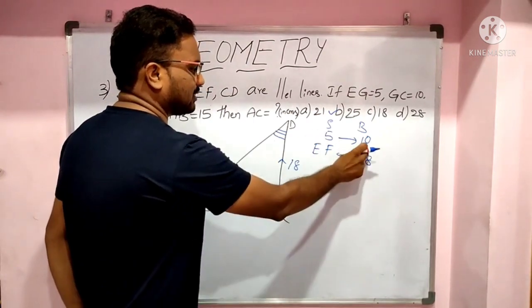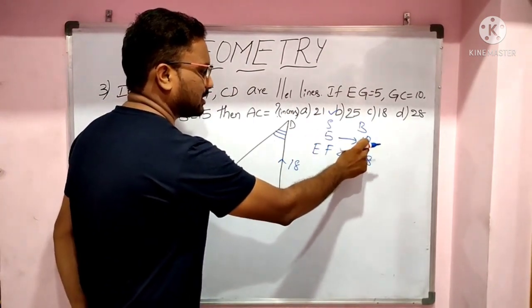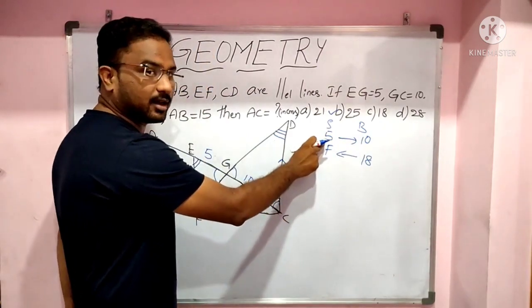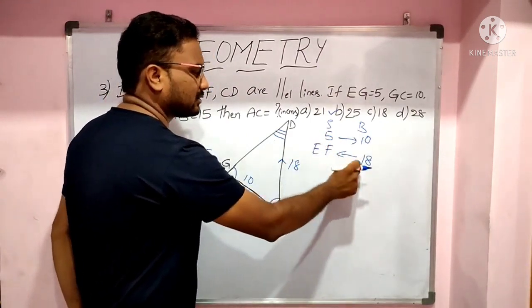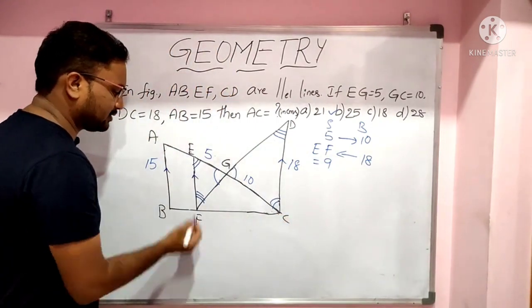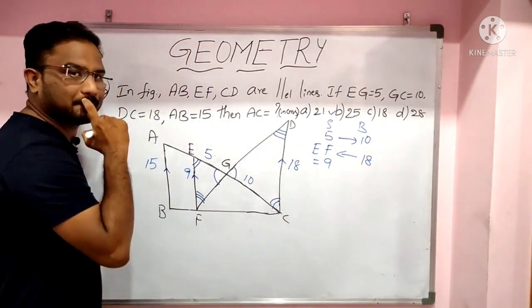So 5 becomes 10. So here in reverse, 10 becomes 5. So 10 by 2 is 5, so 18 by 2 is 9. So EF is 9. So we got EF as 9.